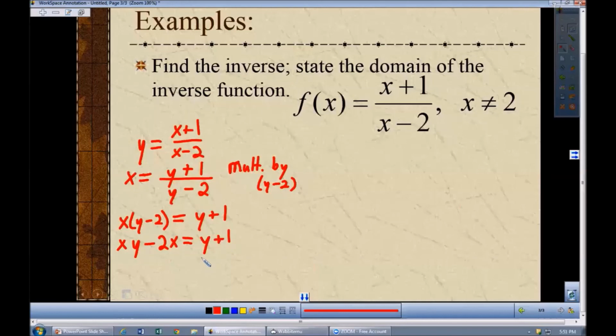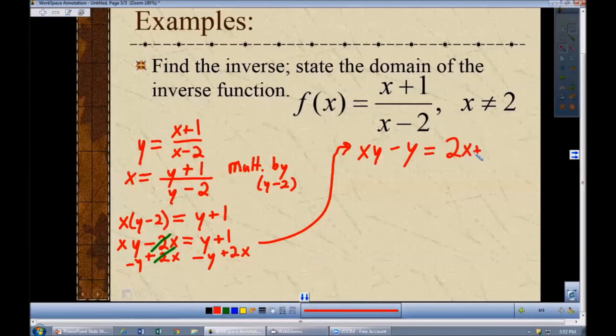As another step, I'm going to get all the y's on the same side. I'm going to get all the things that don't have a y on the same side. So I'm going to add 2x to both sides. I will subtract y from both sides. And we'll wind up with the expression, I'm going to come up here since I'm starting to run out of room, xy minus y on the left side of the equation because the 2x's cancel out. We'll have 2x plus 1 on the right side because the y and the minus y cancel out.